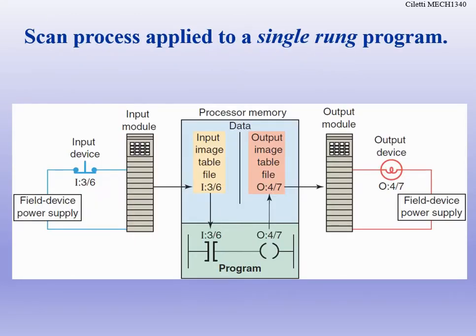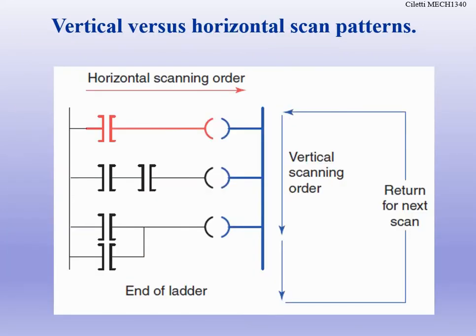Okay, so what's it doing? We know about all the input devices, we know about all the output devices, and what's really going on in that processor memory is you've put your program on the SD card, and it's constantly going through your program, reading all the inputs, going through the program, changing the outputs constantly over and over and over. So how does it work?